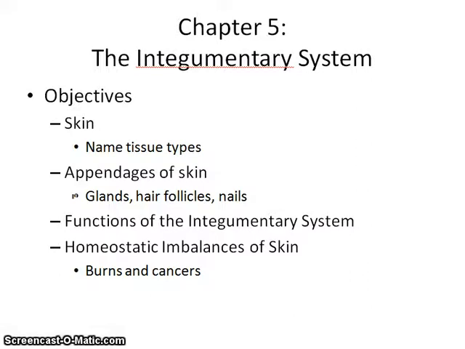Alright, Chapter 5, the integumentary system. What that means is basically just skin and everything that's in it. So the objectives for this chapter are to name the tissue types involved in your skin, the appendages, so things that are attached to it, and talk about the functions of the integumentary system. There's a lot more than you would think. And then what happens when things go wrong with the skin, so types of burns and types of cancers.